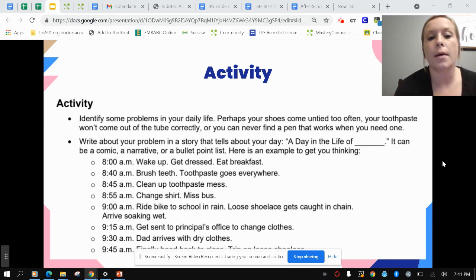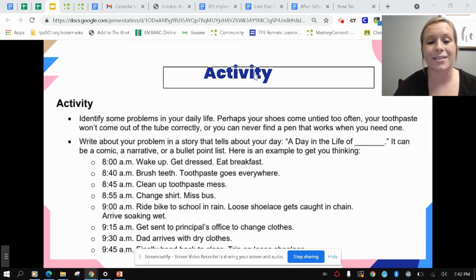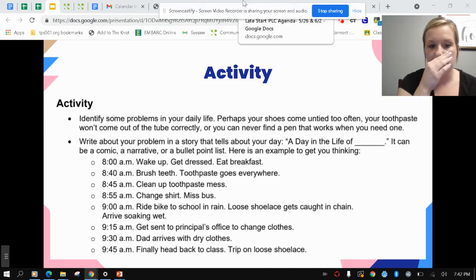8 a.m. I wake up, get dressed, eat breakfast. By 8:40, you've brushed your teeth. Toothpaste goes everywhere. Now that's a problem. 8:45, you clean up your toothpaste mess. By 8:55, you change your shirt. You miss the bus. Ugh, continuing to run into problems.